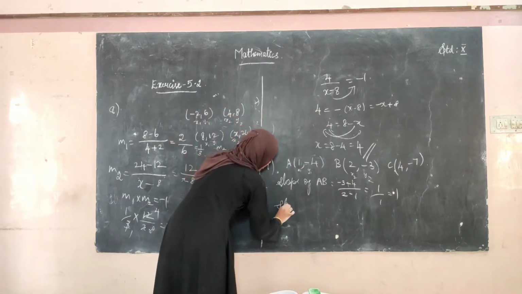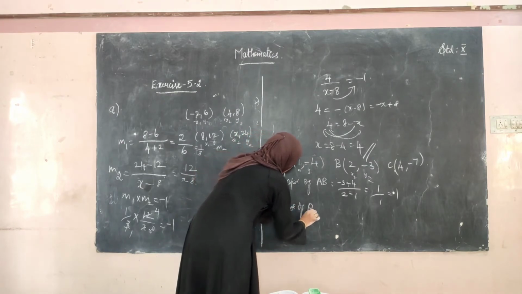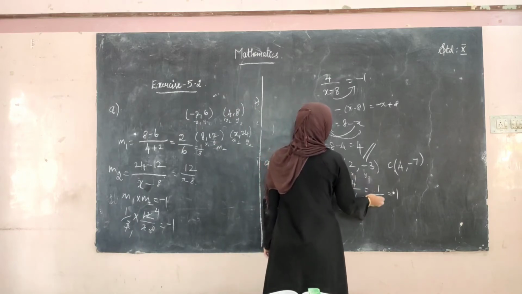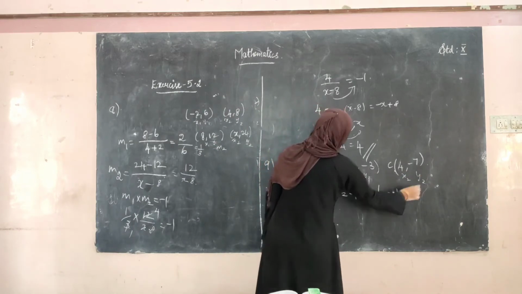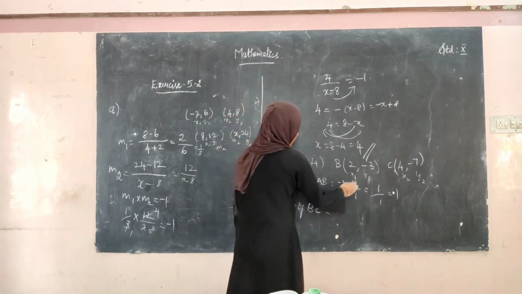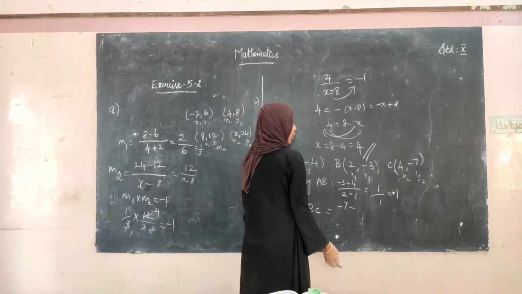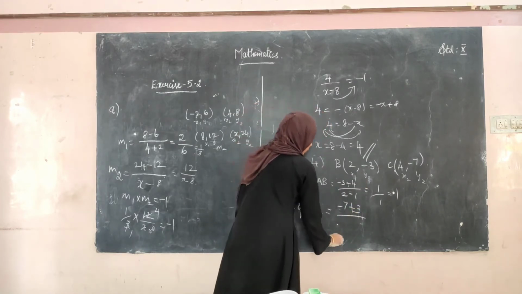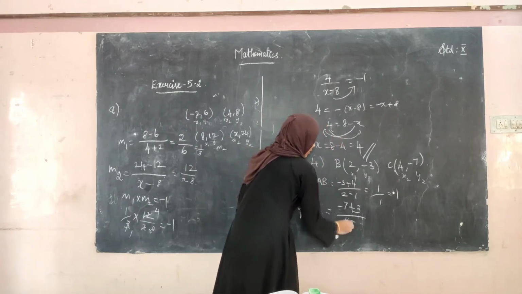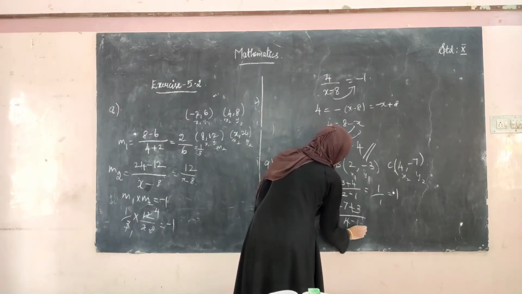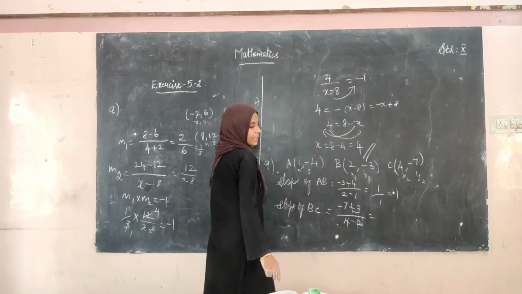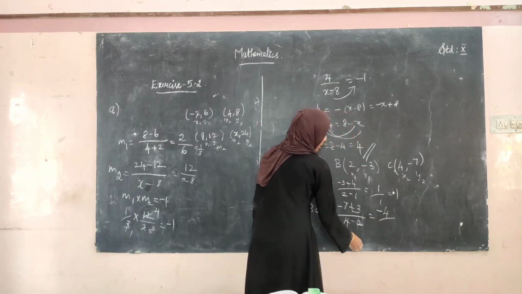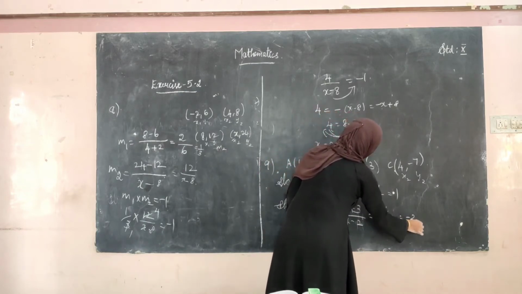Slope of BC equal to, and for this let us take this as x1, y1, x2, y2. So what is y2 minus y1? y2 is -7, so -7 minus y1, which is -3, so minus of -3 gets +3, divided by x2 minus x1, which is 4 minus 2. Right, what is -7 plus 3? -7 plus 3 is -4, divided by 4 minus 2 is 2, which is equal to -2.